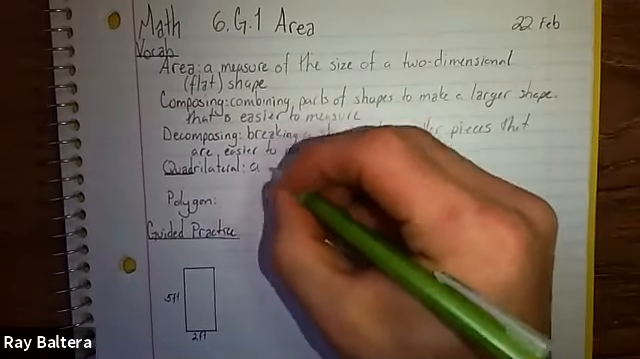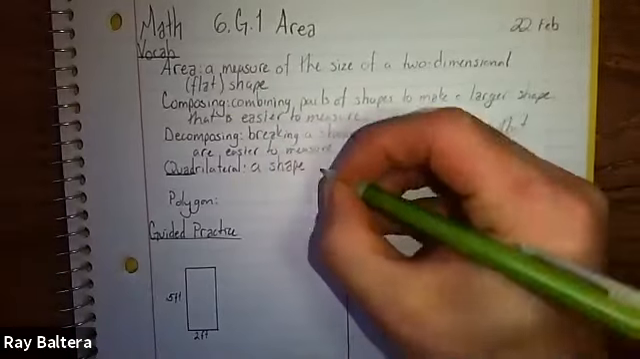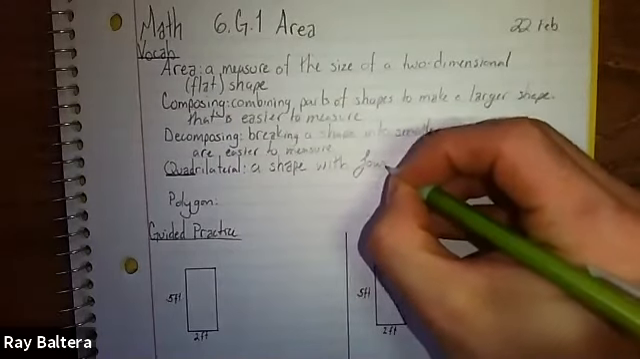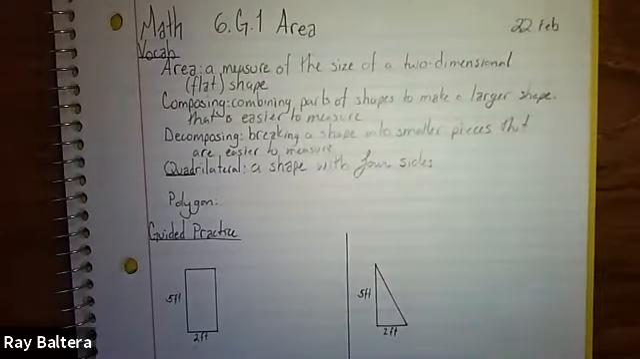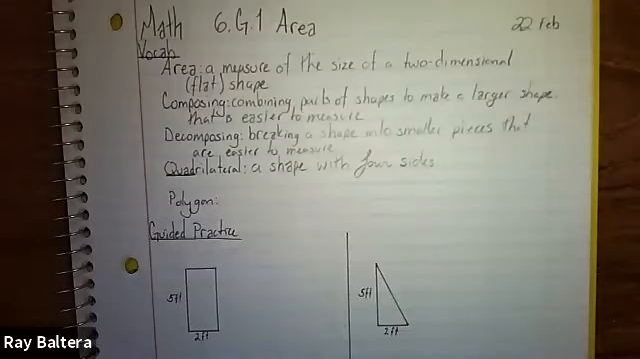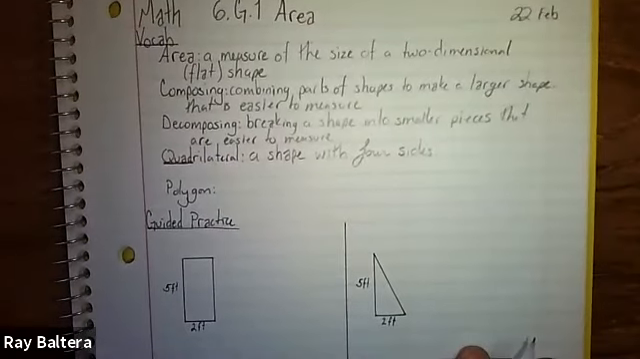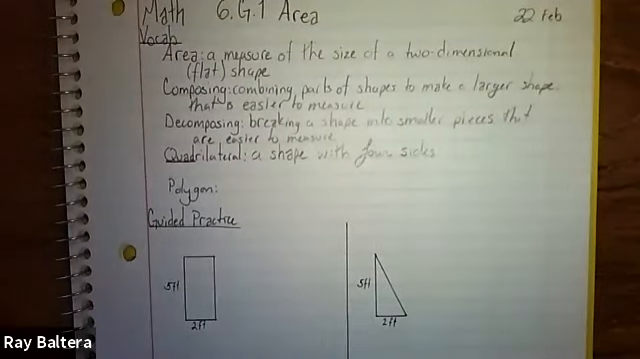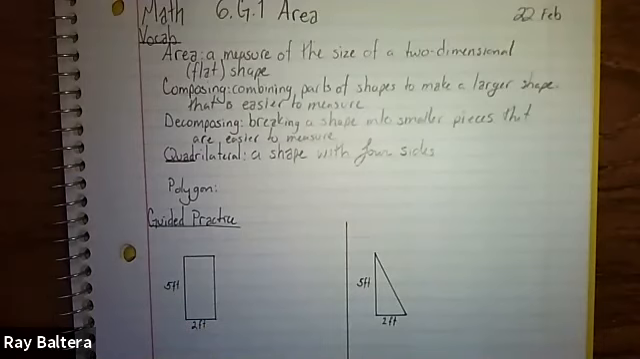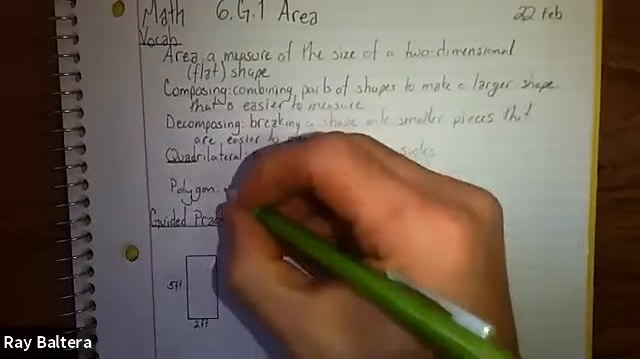So a quadrilateral is a shape with four sides. And a polygon is a shape with three or more sides and no curved edges.